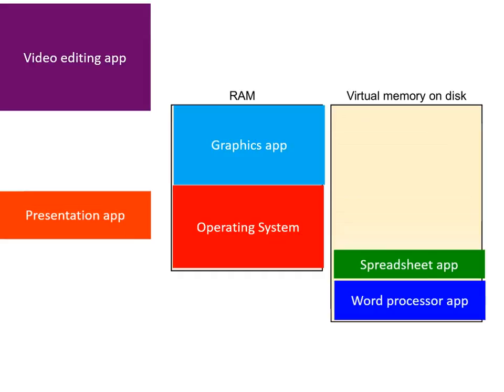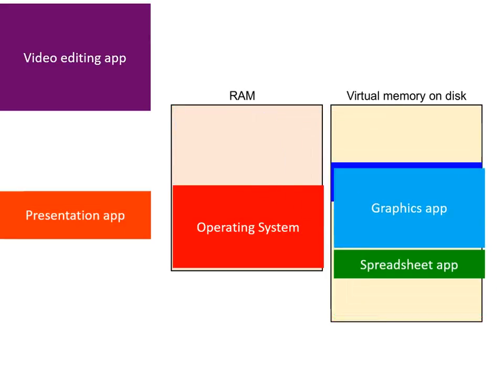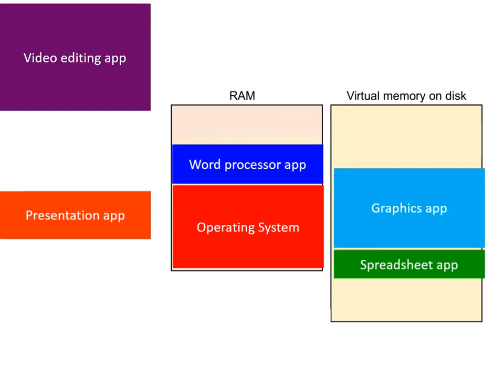Now of course, in a multitasking operating system you would want to switch between the word processor and the graphics application. Therefore, when the instructions for the graphics application are not being executed, that can be transferred out onto the virtual memory, and our word processing app can come back in to the RAM in order to process the next instructions. So we're using part of the hard disk space as if it was the memory.